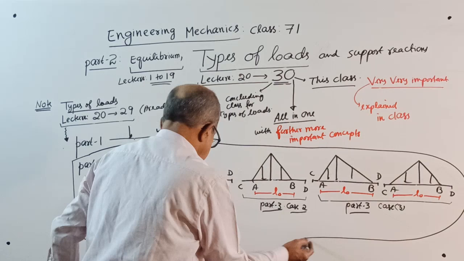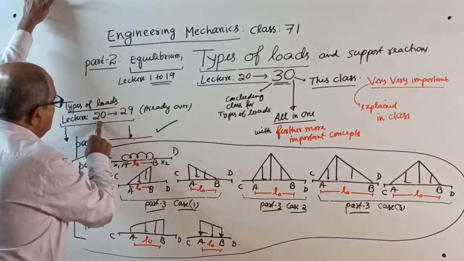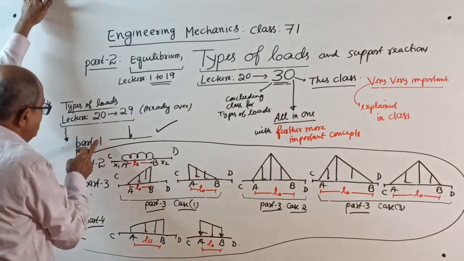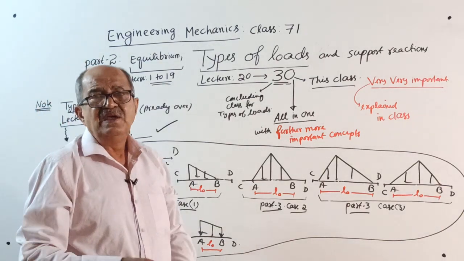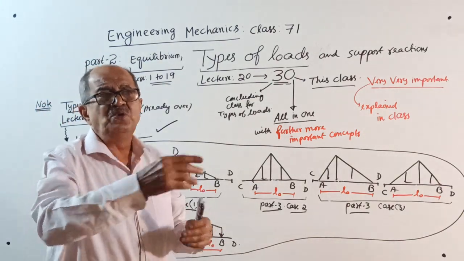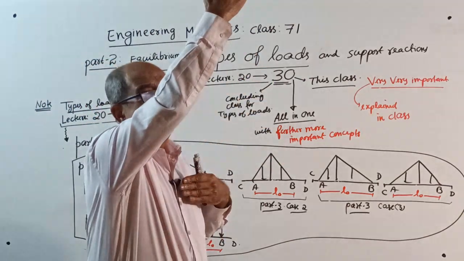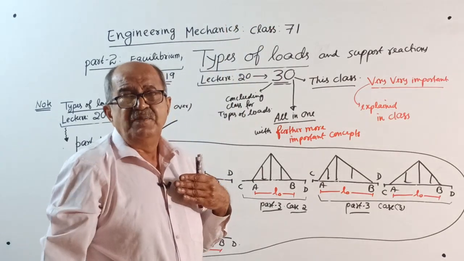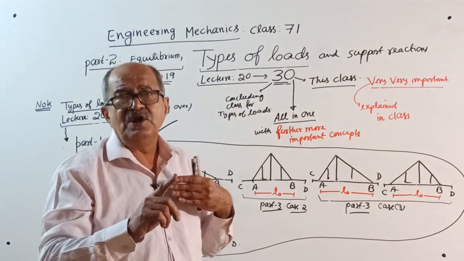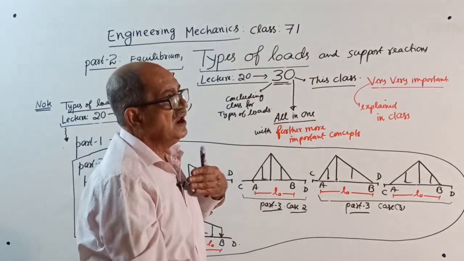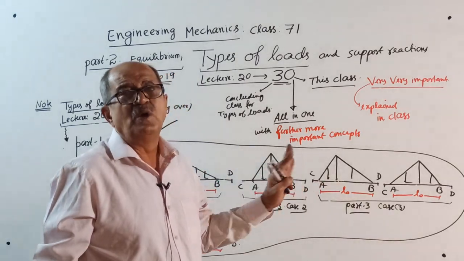In the earlier lectures 20 to 29, you can see part 1, part 2, part 3, part 4. What I explained is how to find the magnitude of the total load. I told you repeatedly, your hand should move like this. If it is a numerical in kilonewton and meter, the total load should be in kilonewton, not kilonewton per meter. How to decide direction? Direction is clear: everywhere downwards.